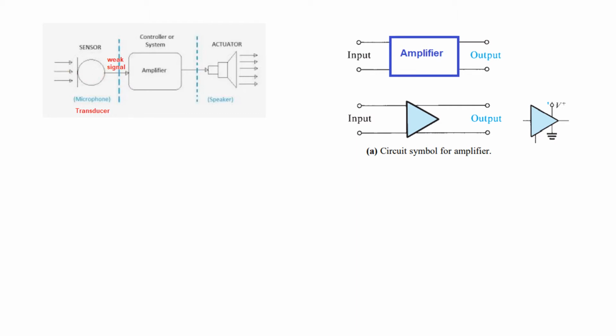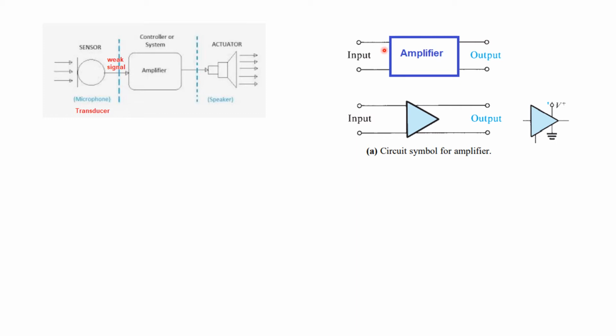Now the electrical signal from the transducer is generally very weak, and it cannot be put directly to the speaker. It needs to be amplified, and that is why we pass it through an amplifier circuit. So the amplifier increases the power of the signal, and then it goes into the speaker or the actuator.